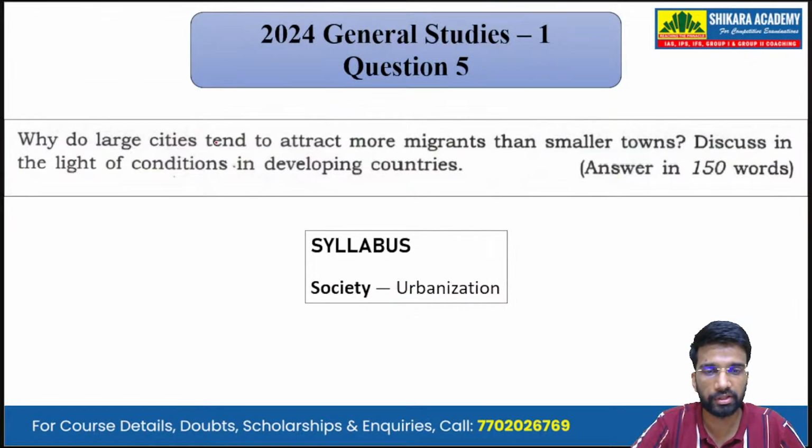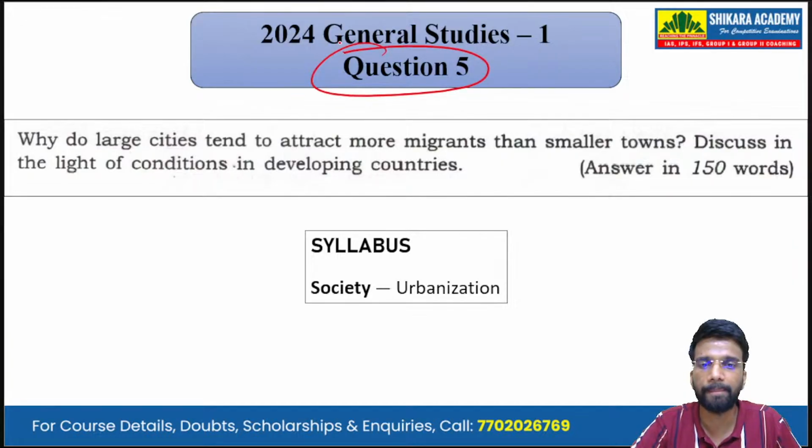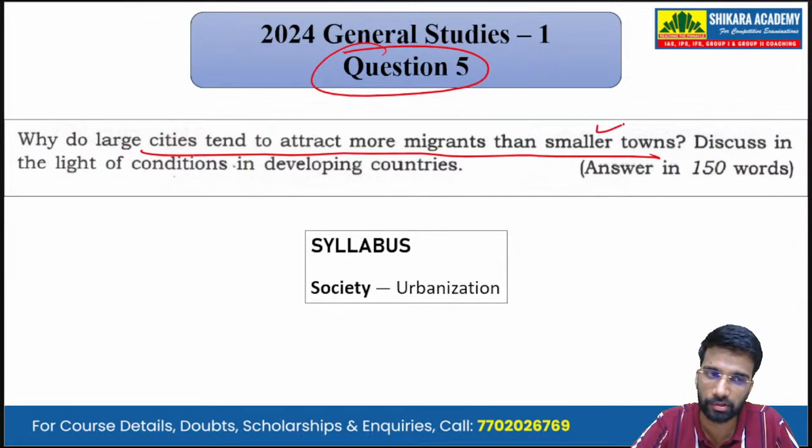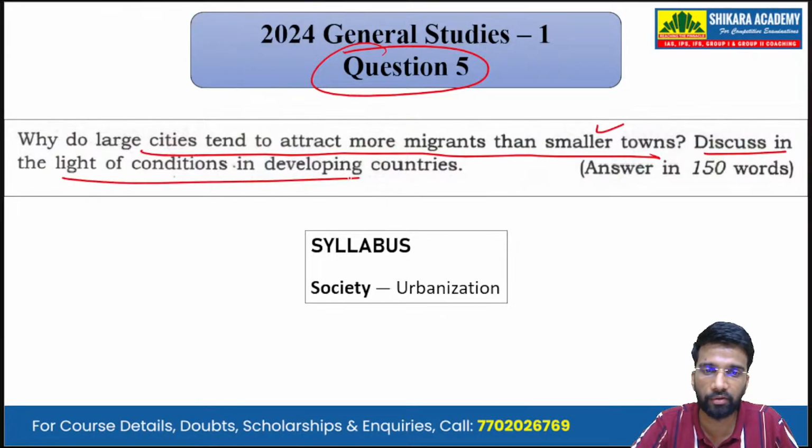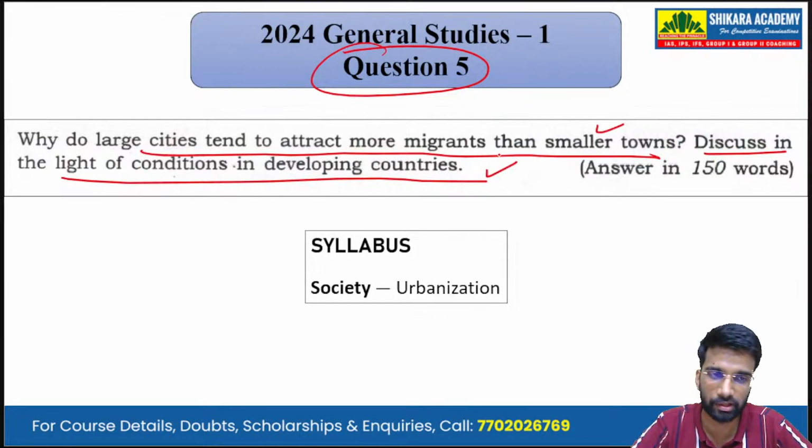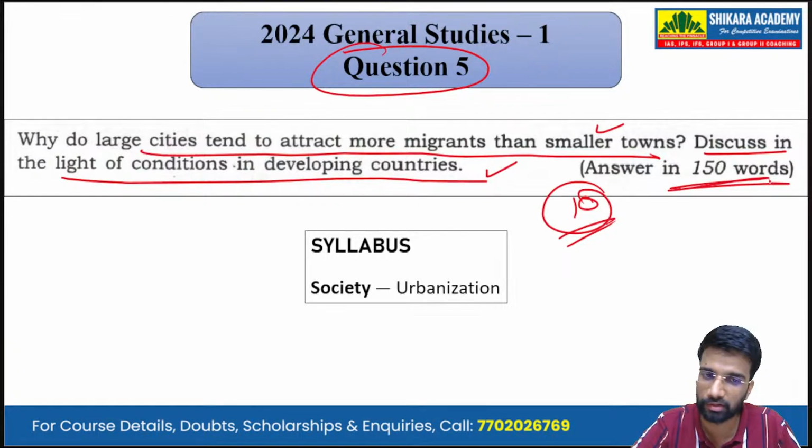Moving on to the last question, that is question number 5. Why do large cities tend to attract more migrants than smaller towns? Discuss in the light of conditions in developing countries. It is a 10-mark question that has to be answered in 150 words.